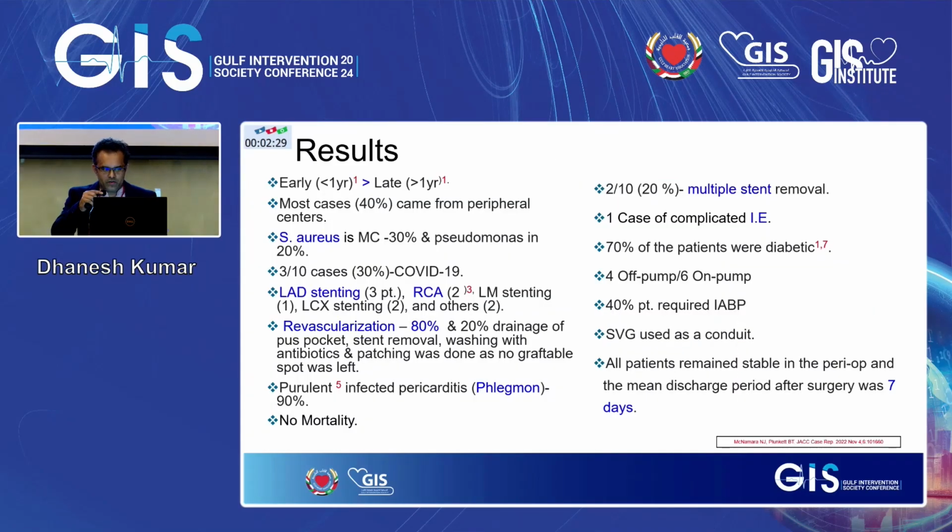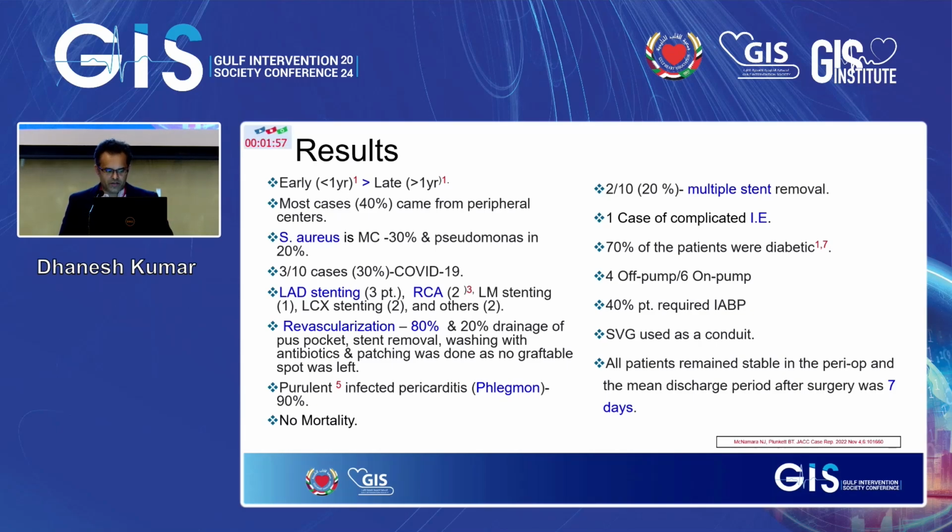So we found in our series, the early presentation, in less than 1 year, was more common compared to the late presentations. Staph aureus was the most common bacteria involved. And most of the patients presented after LAD stenting or RCA stenting, though we found 2 cases with LCX stenting also. In 80% of the cases, the revascularization was achieved, but in 20% of the cases, there were a lot of dense adhesions and there were no graftable spots. So that's why we just washed the cavity with antibiotic and we patched that coronary wall.